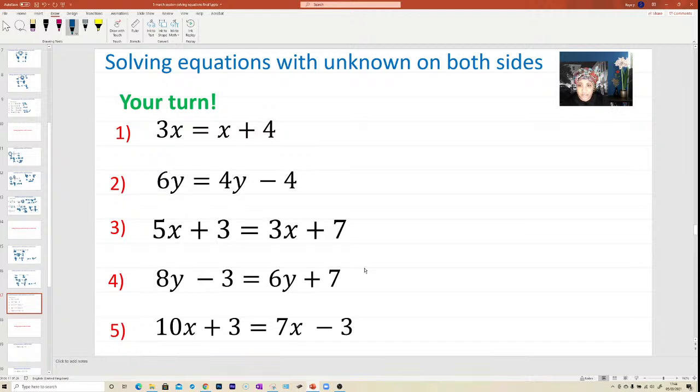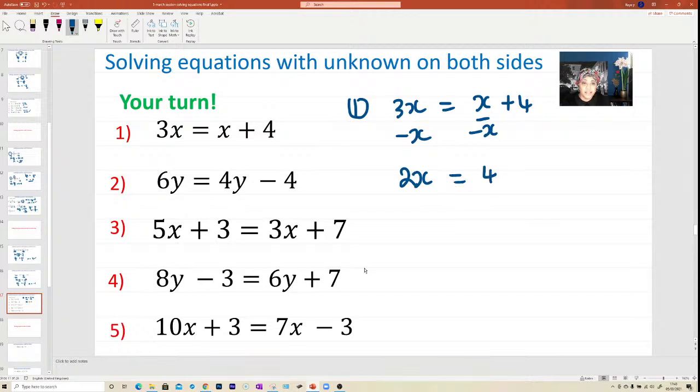So we've got question 1, Path. If you're not sure what to do, please follow this up, okay? So for question 1, we've got 3x equals x plus 4. Which one is the smaller x? The smaller x is on the right, this one. So we're going to minus x on both sides. 3x take away x is 2x, and that's equal to x take away x, that's 0.